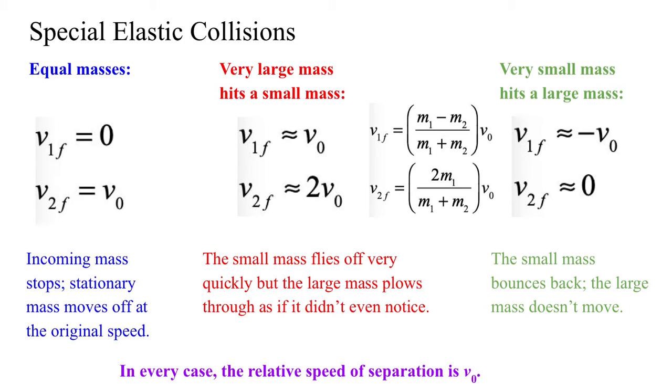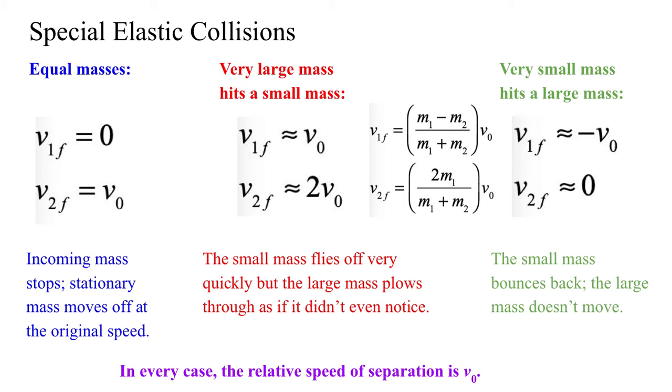If there's a very large mass hitting a small mass, then we see that m1 is very, very big and m2 is not there at all. So we get basically m1 minus 0 over m1 plus 0, more or less. And so v1f is almost equal to v0. It's a little bit less, but not very much. The heavy object just plows through, but the smaller object gets thrown at 2m1 over what is essentially also m1. So we just get twice the initial velocity, which is sort of interesting. Small mass flies off very quickly. The larger mass plows through as if it didn't even notice.